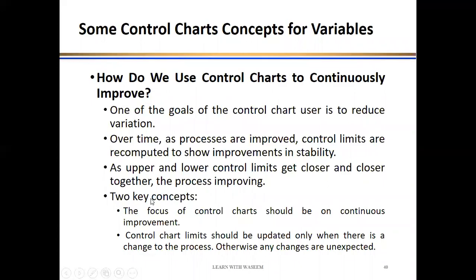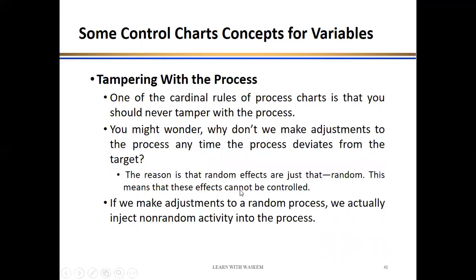Two key concepts here are that the focus of control charts should be on continuous improvement. Obviously we are doing this for improving the quality. And the second one is that control chart limits should be updated only when there is a change to the process. Otherwise any changes are unexpected. In some cases some people do some tampering with the process, which is not a good thing. One of the cardinal rules of process charts is that you should never tamper with the process.